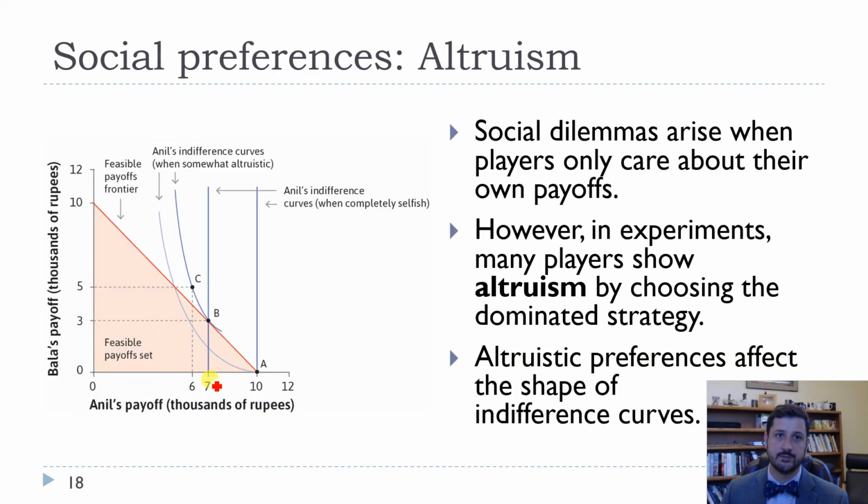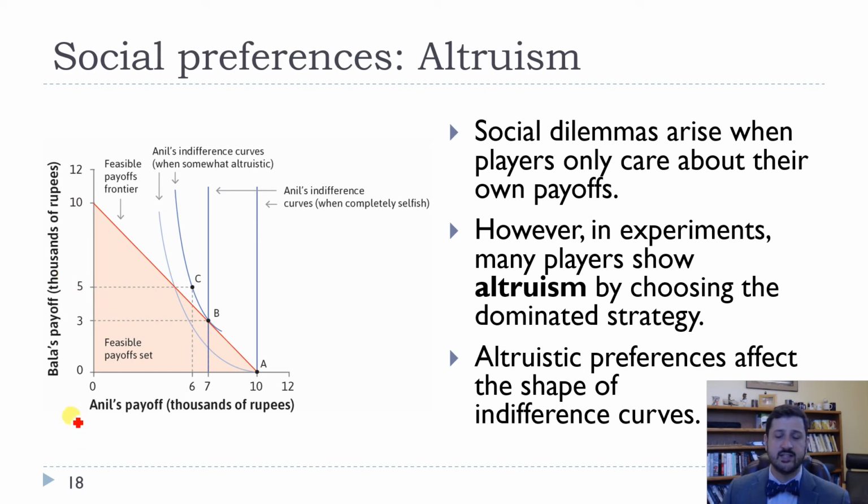So one way we can solve this problem of the prisoner's dilemma is to think about altruism. And so the idea of altruism is that I don't just care about my own payoff, I also care about other people's payoffs. And so in this case, we can think about that Anil's indifference curves may take into account both Anil's payoff, which is over here on the horizontal axis, but also Bala's payoff here on the vertical axis.